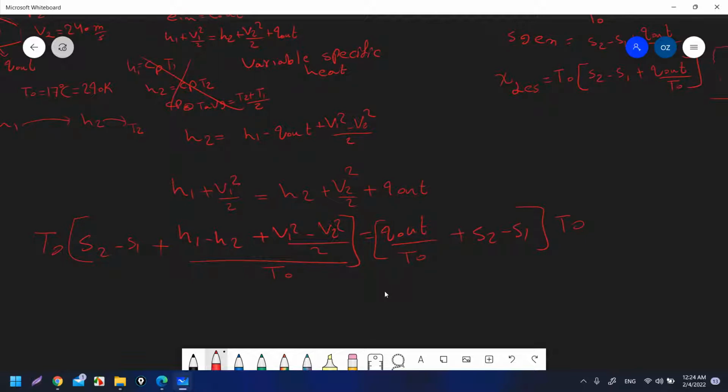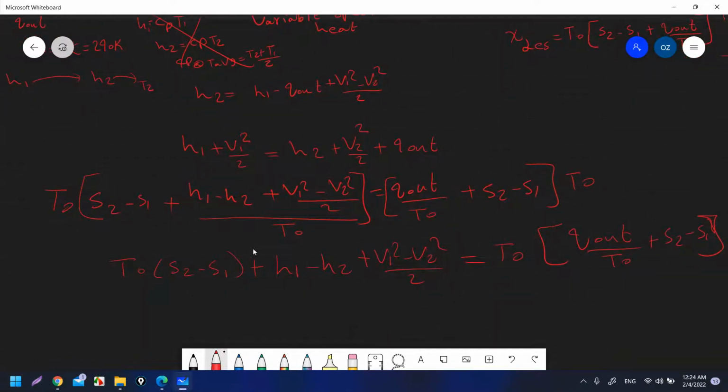This will give you at the end T naught (S2 minus S1), and this T naught will go with H1 minus H2 plus (V1 squared minus V2 squared) over 2, and will give you T naught, this one, Q out over T naught plus S2 minus S1, okay. And T naught (S1 minus S2) can be written as negative T naught (S1 minus S2).